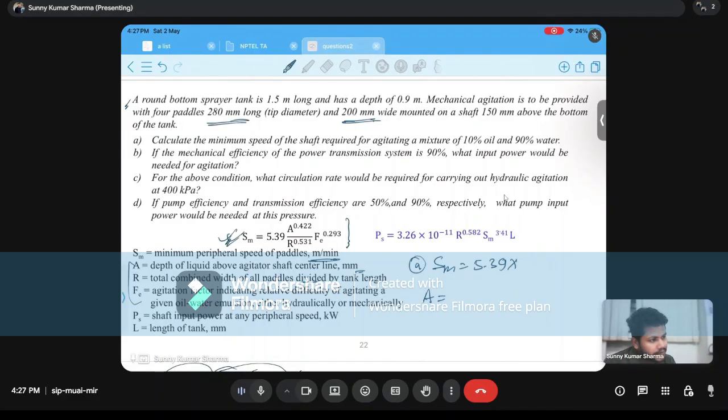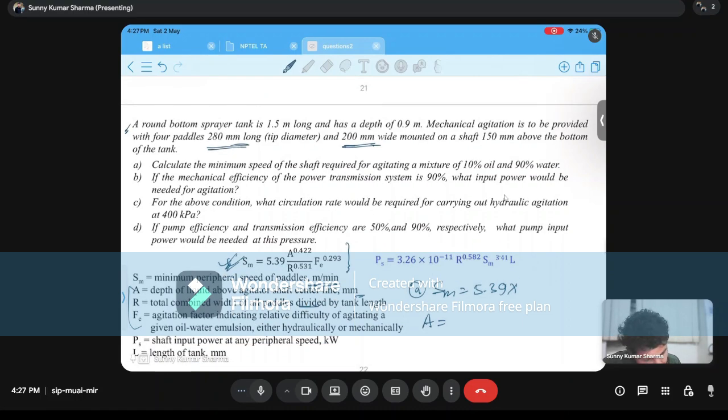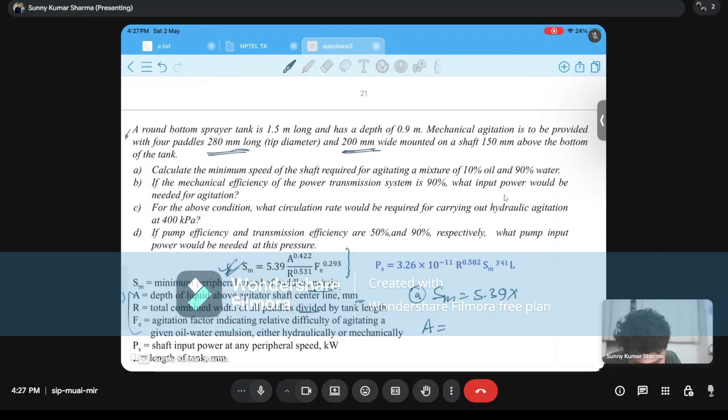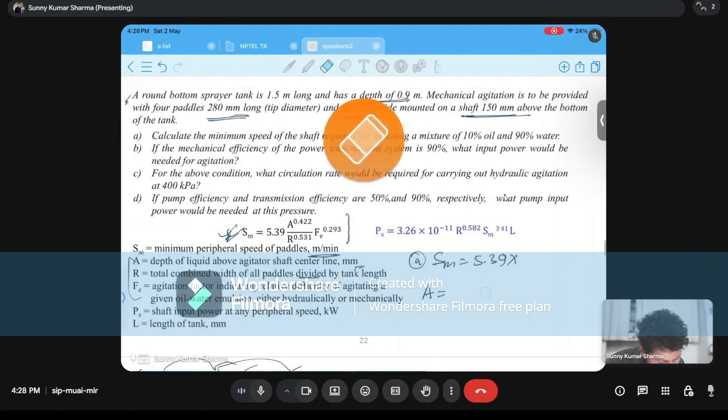Depth of liquid above shaft is, see, it has a total depth of 0.9 meter, and this agitator is mounted on a shaft 150 mm above the bottom of the tank. And A, what is A? A is the depth of liquid above agitator shaft. So you need to be very careful here to find the value of A.